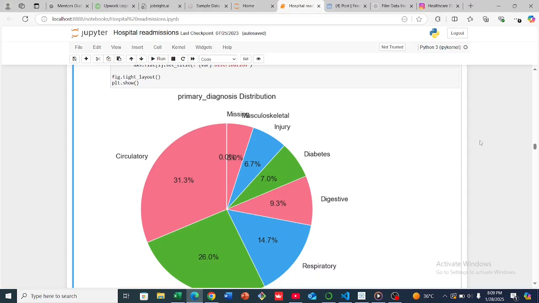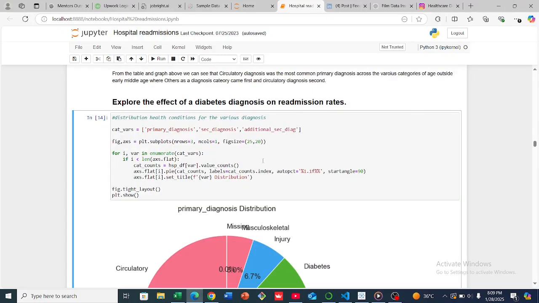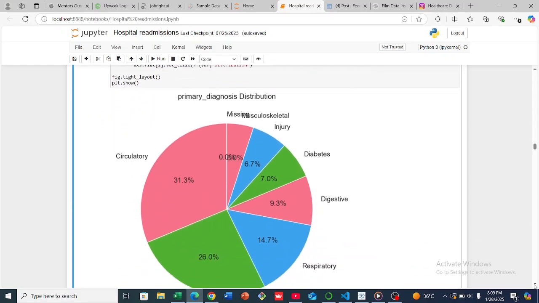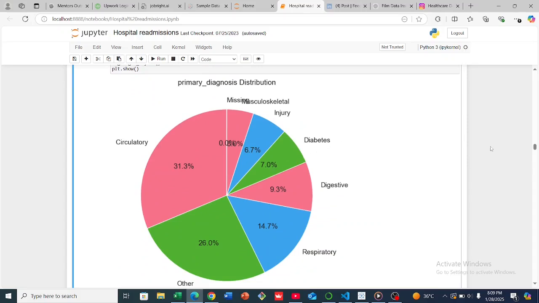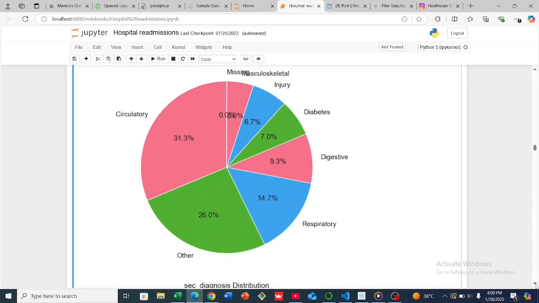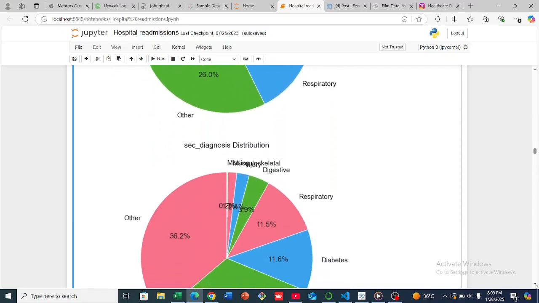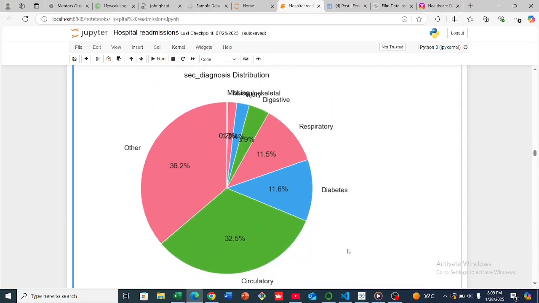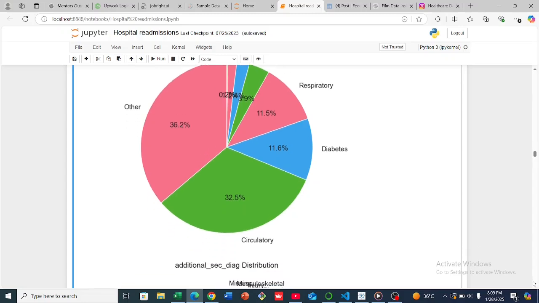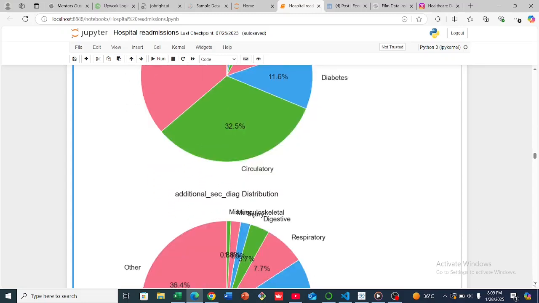Okay, so take note of this figure because this question is to analyze how diabetes affects readmission, right? That's what we are trying to answer from this question. How does diabetic diagnosis affect readmission rate? You could see that diabetes is just taking 7.0% in this primary diagnosis distribution. So let's look at our secondary diagnosis distribution. At our secondary diagnosis distribution, diabetes is just occupying 11.6% also, right? Then let's go down and look at the last diagnosis, which is our additional secondary diagnosis.